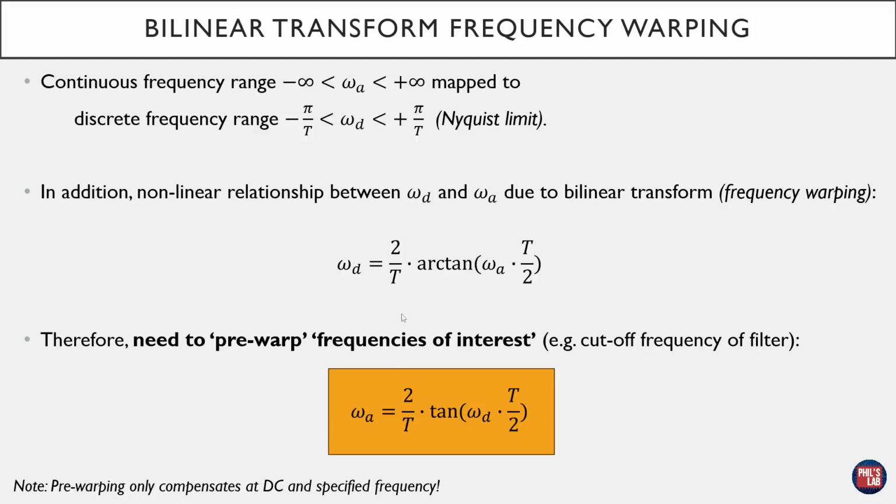Keep in mind that this pre-warping only compensates at DC and a specified frequency or a specified set of frequencies. If we have multiple frequencies, for example, for a bandpass filter where we have a lower cutoff and a higher cutoff, we have to pre-warp both frequencies.